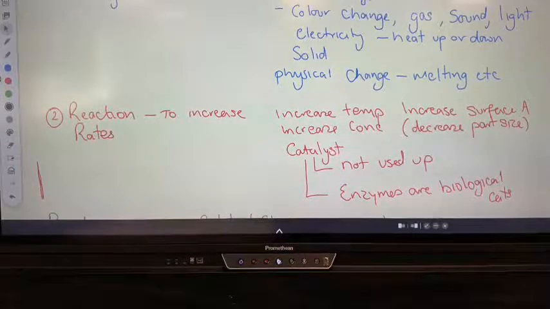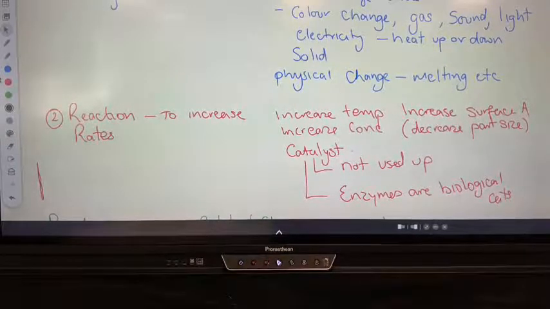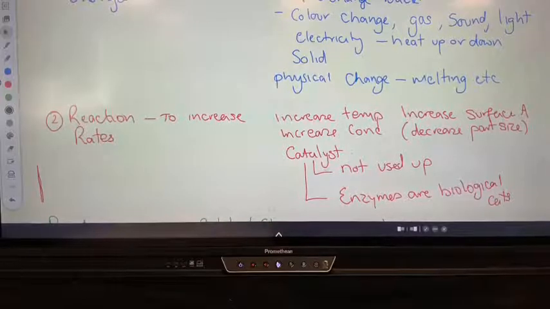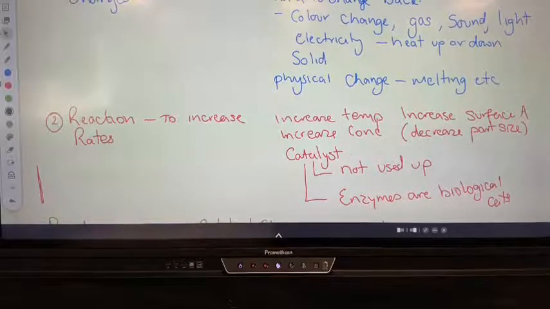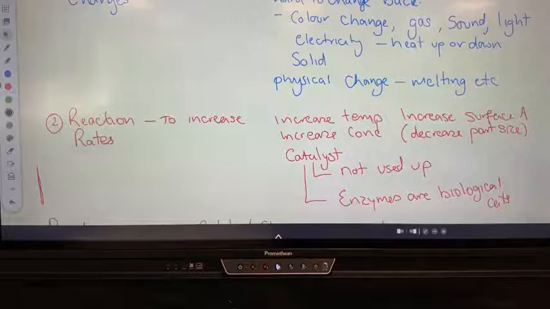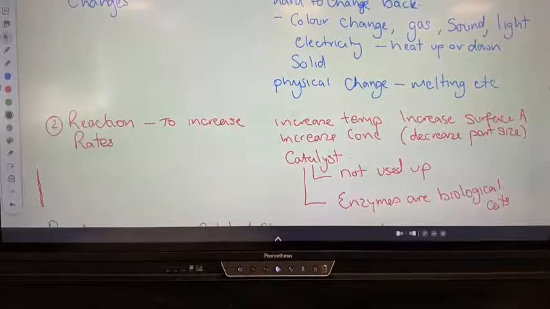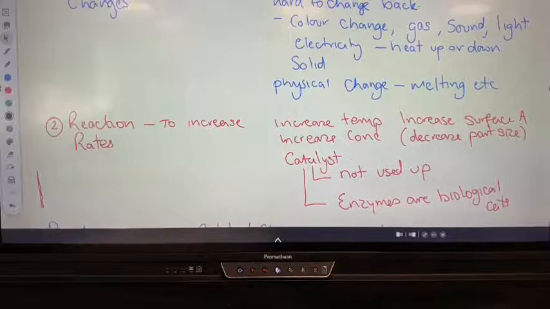In chemical change, a new substance is always made. Things that indicate this are a colour change, gas given off, sound given off, light or electricity. It can make a solid, which is called a precipitate, and the temperature can go up, which is called exothermic, or down, which is called endothermic.